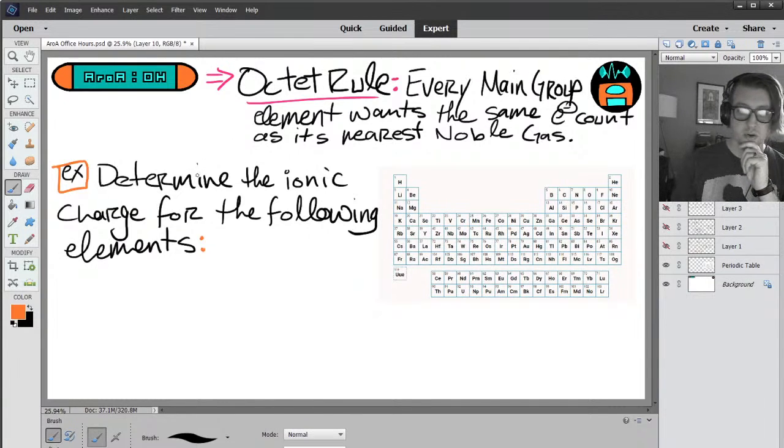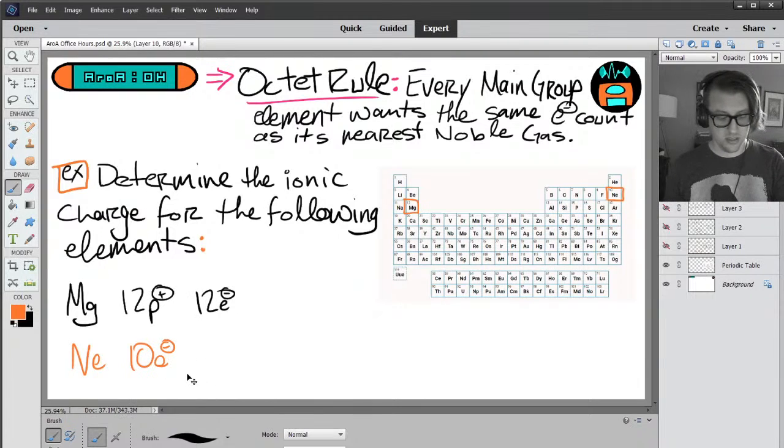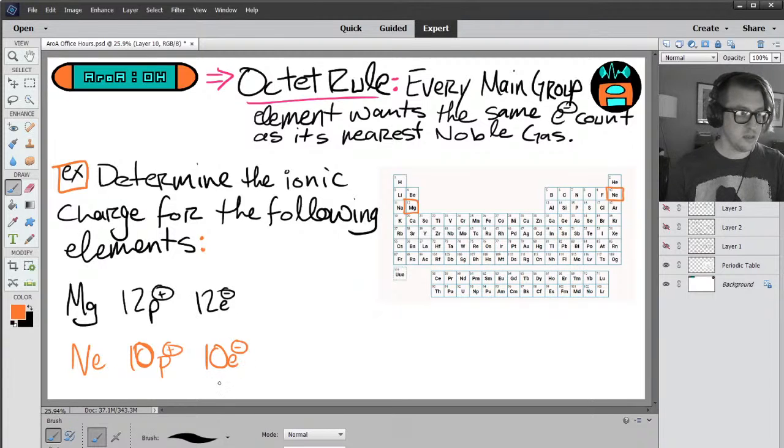Let's do another example. Let's do magnesium. Magnesium is right here on the periodic table. It has 12 protons and 12 electrons. Now, magnesium's nearest noble gas is not argon, it's neon. Argon has 18 electrons, but neon has 10, so it's actually closer. 10 protons and 10 electrons.